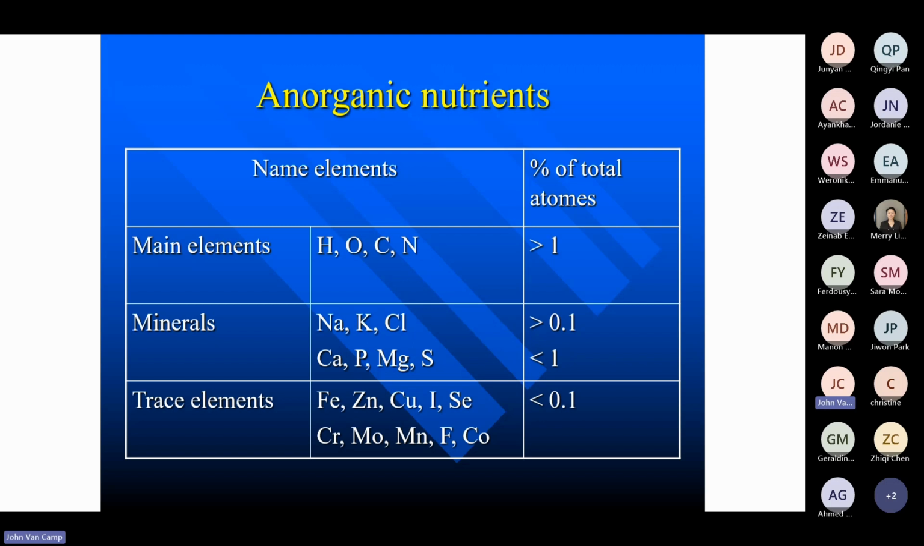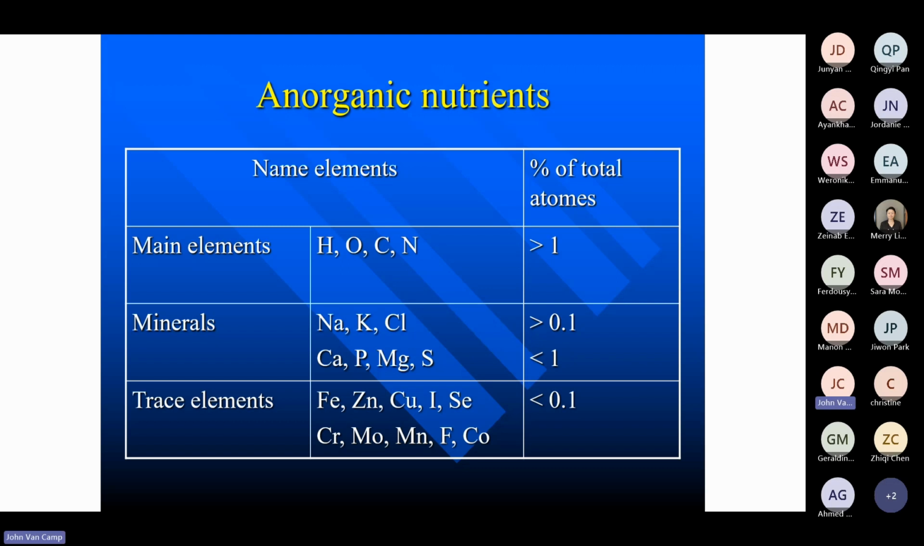And you can see them actually here on the first slide, where we divide them into the so-called main elements, which is hydrogen, oxygen, carbon, and nitrogen. They are present for more than 1% of the total atoms. And this is mainly the case for water, carbohydrates, proteins, and fats.